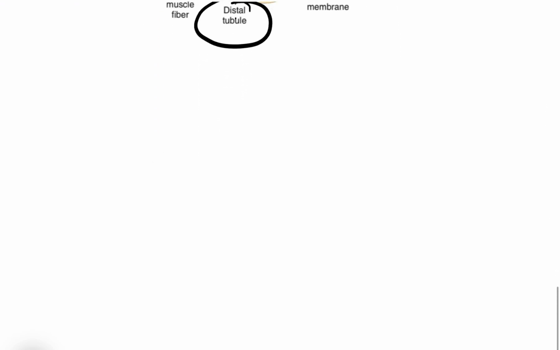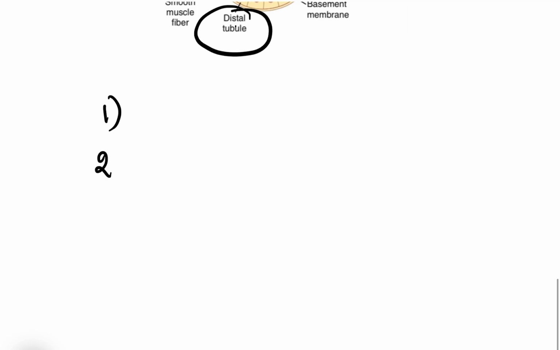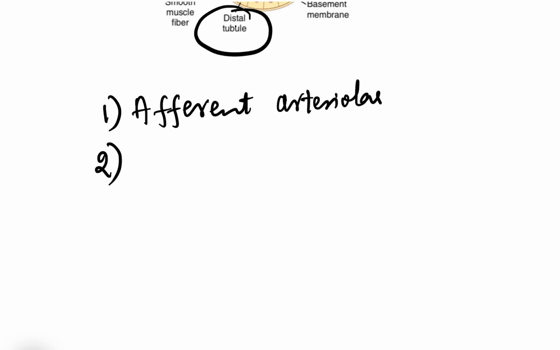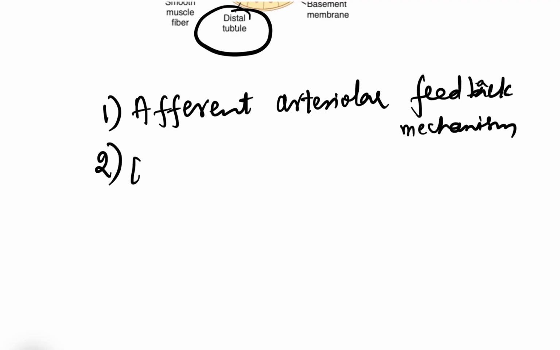As I said, the tubuloglomerular feedback mechanism has two parts. One is the afferent arteriolar feedback mechanism. Another one is the efferent arteriolar feedback mechanism.